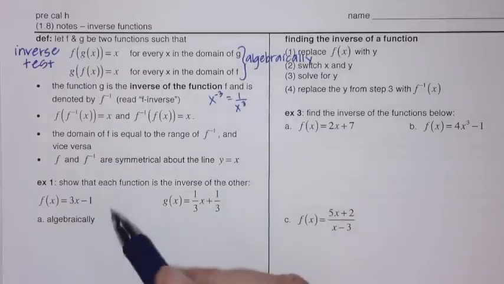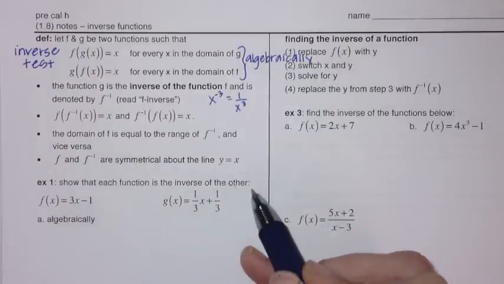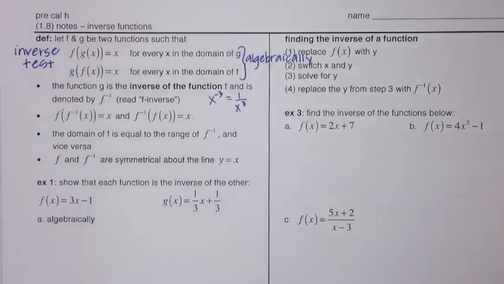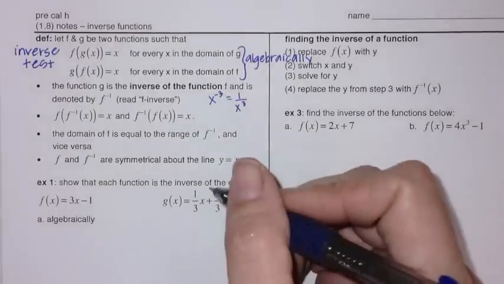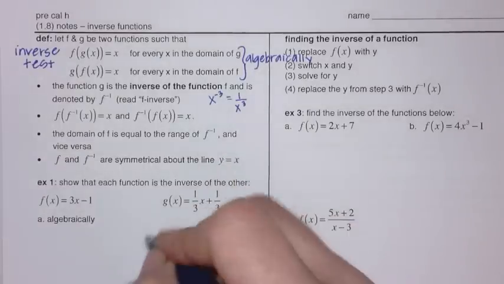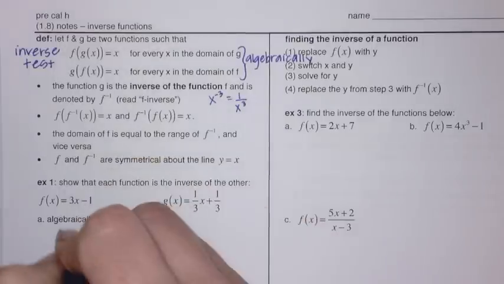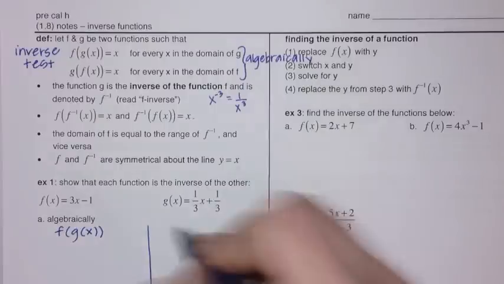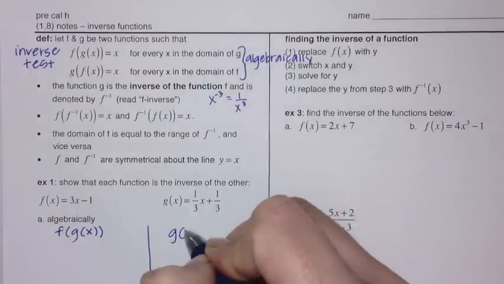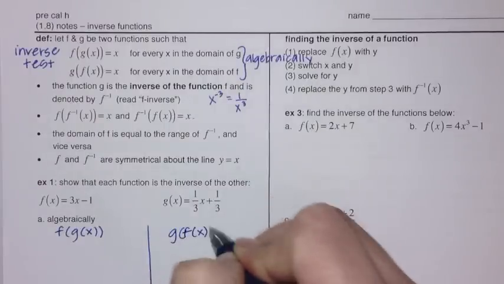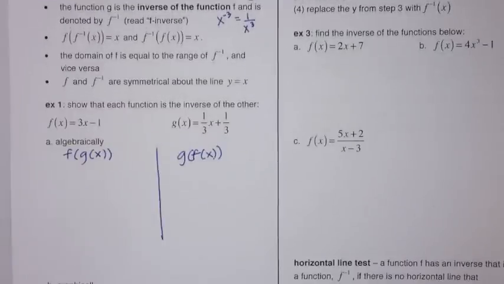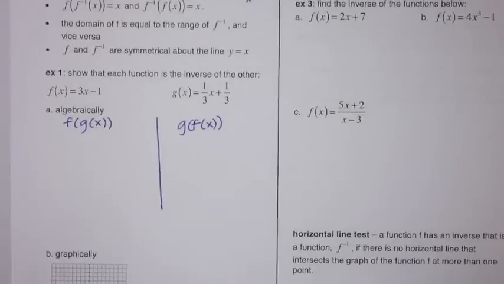So if you were asked to show that each function is the inverse of the other, and part A is algebraically and part B is graphically, for the algebraic part I like to set myself up. I want to find out what f of g of x is, and I want to find out what g of f of x is. If they both equal x, then they are inverses of each other. So let's take a look.